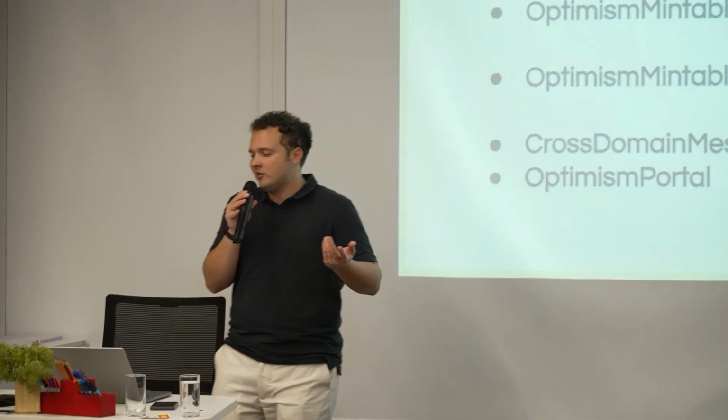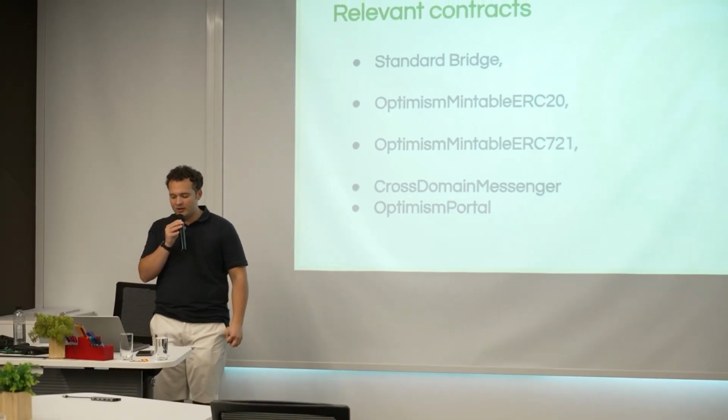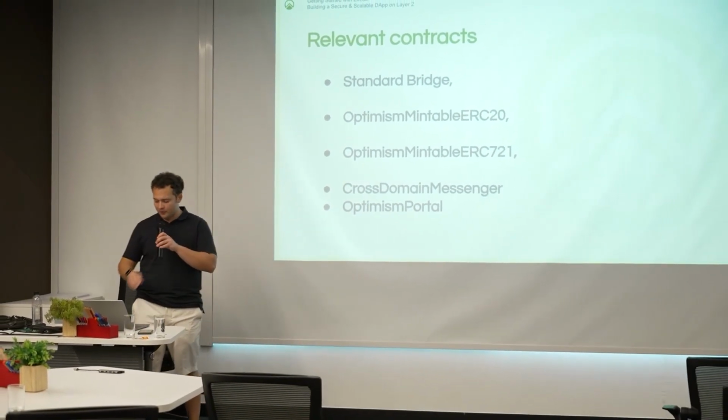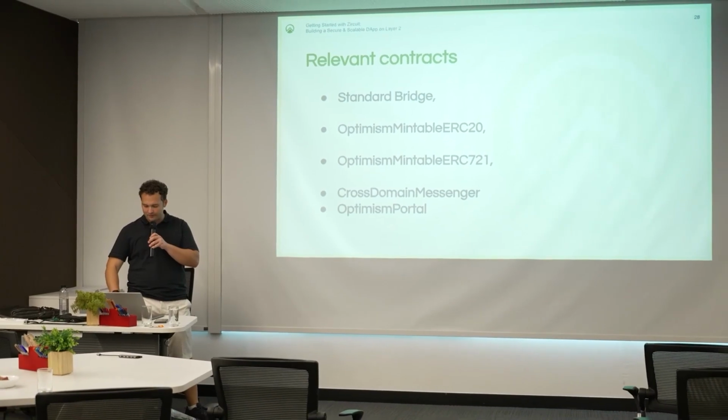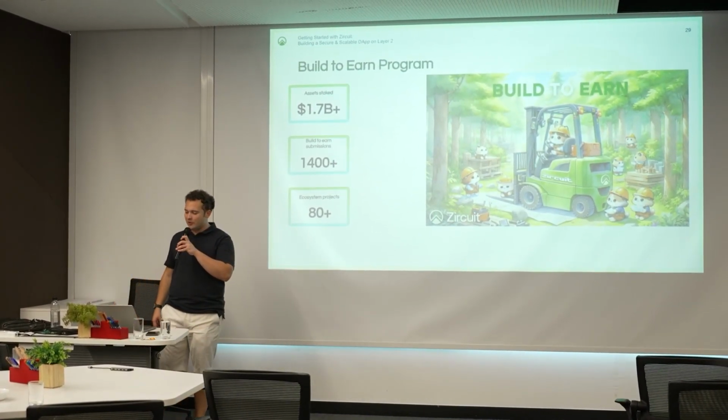And then we have other contracts such as the custom messenger and the optimism portal. These are much lower level, but these allow you to develop your own bridging logic. You can use any kind of contract that you want to develop that doesn't necessarily implement the ERC20 standard or the ERC721 standard. So that was how to build an application in Zircuit.